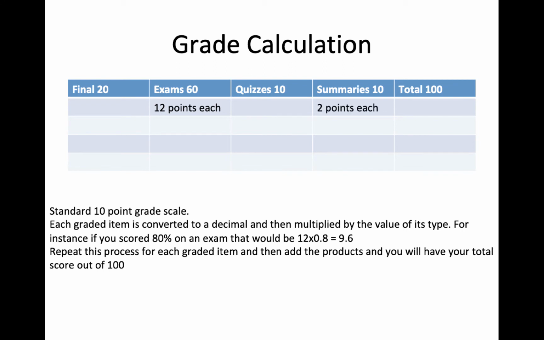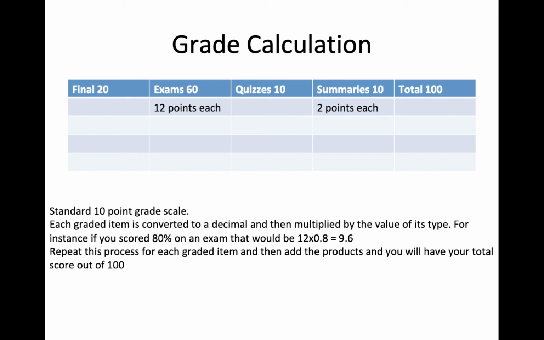Grades will be calculated according to a standard 10-point grade scale. So 90 to 100 is an A, 80 to 89 is a B, and so on and so forth. The final is worth 20% or 20 points. The exams are 60 points, 12 points each. Quizzes are worth 10 points. Summaries are worth 10 points.